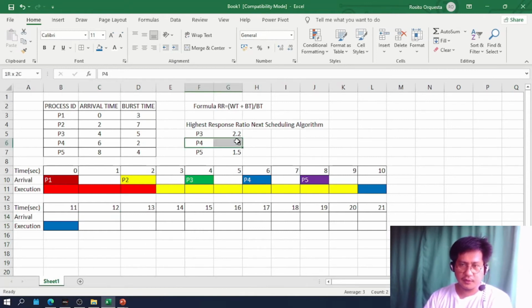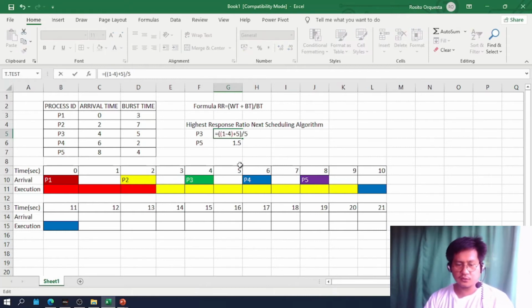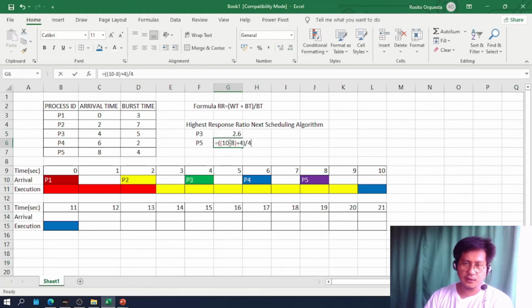And then at around time 12, we compute again. This P4 is already done, so we'll remove that one, and then we compute the response ratio for P3 and P5. Instead of 10, it is now at around 12, so we change this to 12, and then here to 12. As you see here, P3 has 2.6, while P5 has 2. Therefore, the highest response ratio is given to P3.